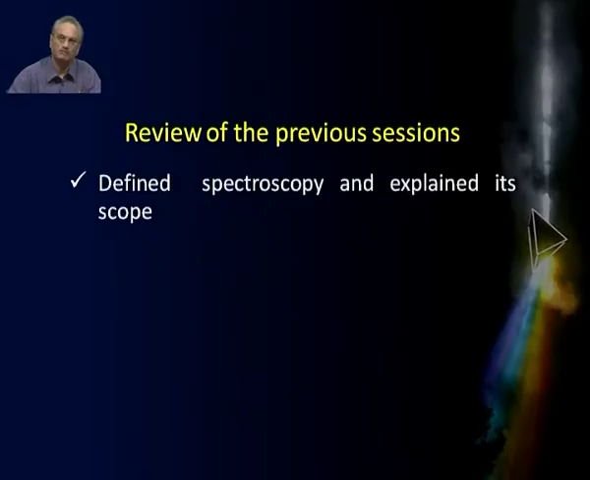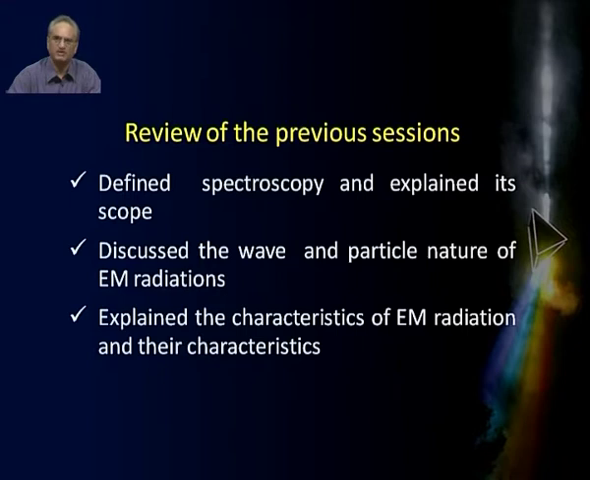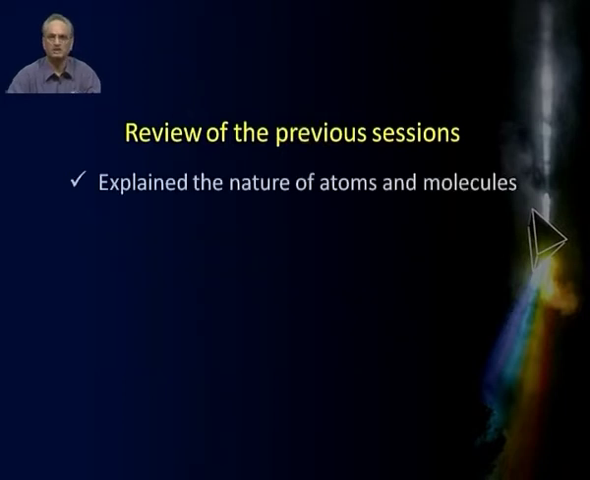In this introduction to spectroscopy, what we have done so far is that we started with defining what spectroscopy is and explained its scope. Thereafter, we talked about the wave and particle nature of EM radiations. In the process, we learnt about the different characteristics of EM radiation and what kind of interrelationships they have. And then we came down to recalling the nature of atoms and molecules in terms of the energy level diagrams and all.